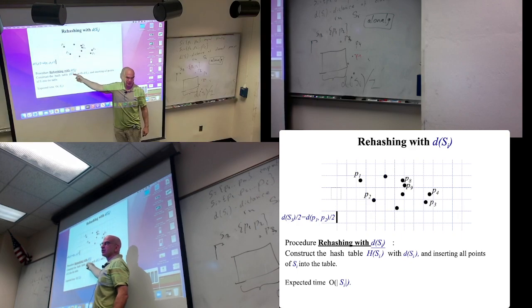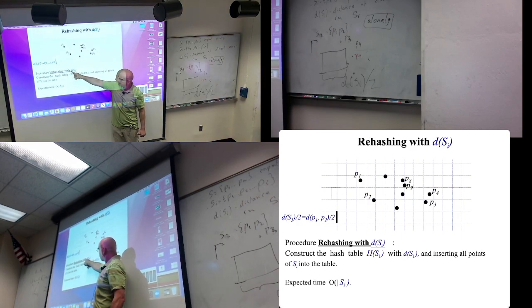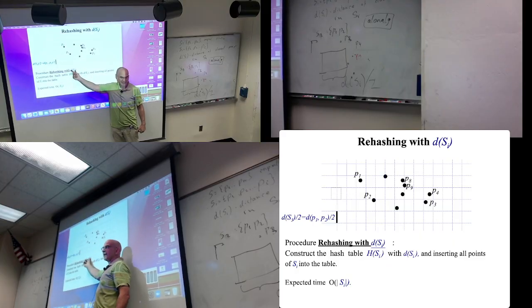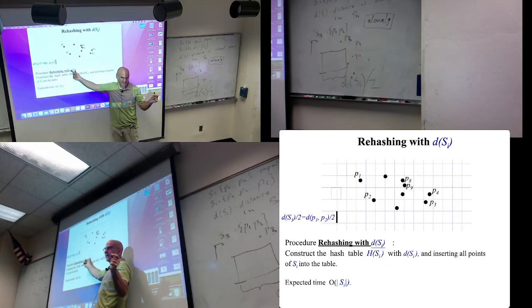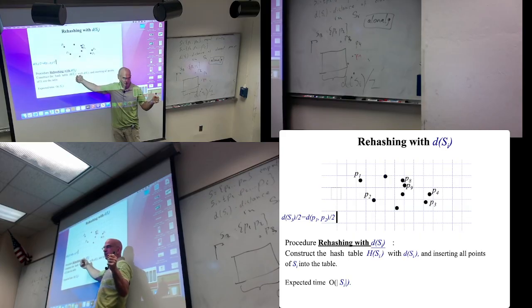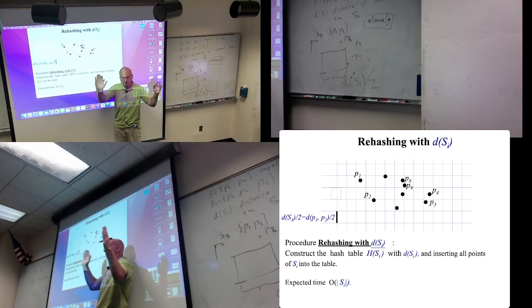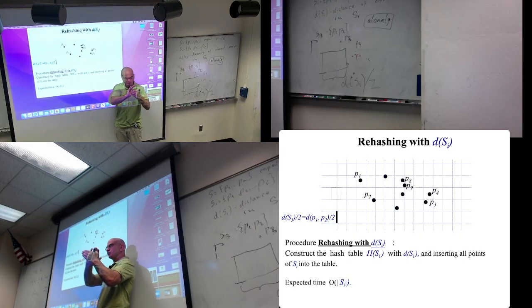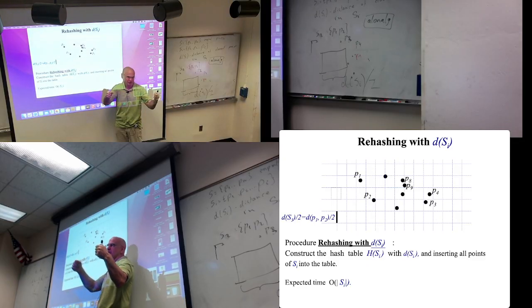H is a hash table. And rehashing with a new d(S_i). d(S_i) has become smaller because I added a new point. Of course, I'm only adding points, so d can only shrink. When I'm adding a point, either d(S_i) didn't change at all, or it becomes a bit smaller.